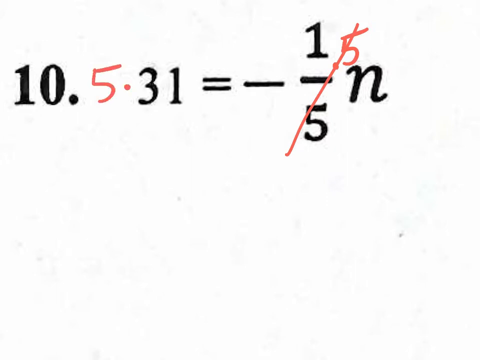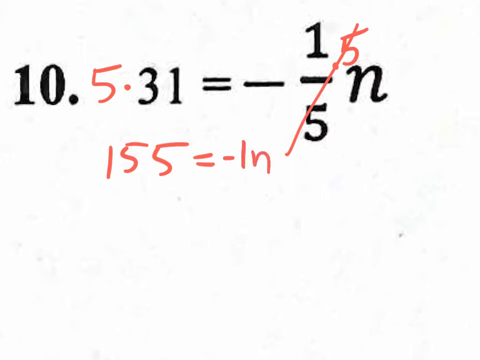Now, on tomorrow's quiz, use a calculator, right? 5 times 31 is going to be a huge number. 5 times 31 is 155. And that will equal whatever's left over. So what's left over? We have a minus sign, a 1, and an n. So minus 1n, or you could just put minus n. It's up to you. You can put minus 1n if you want.